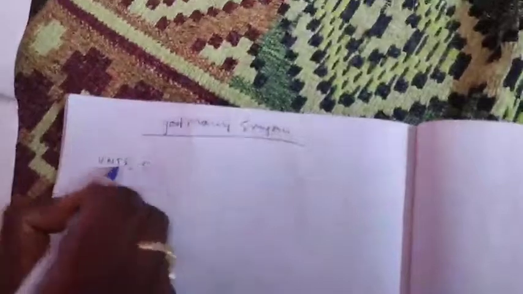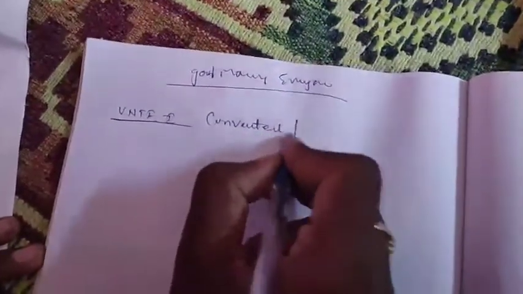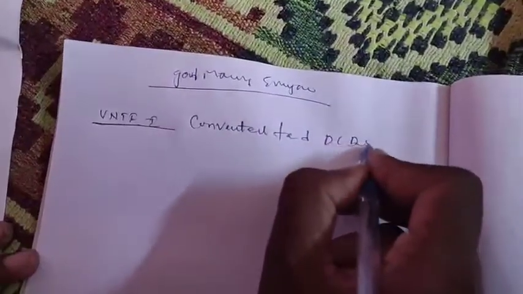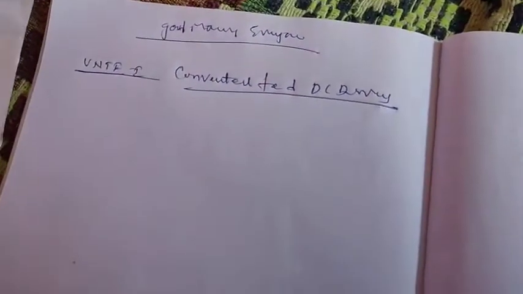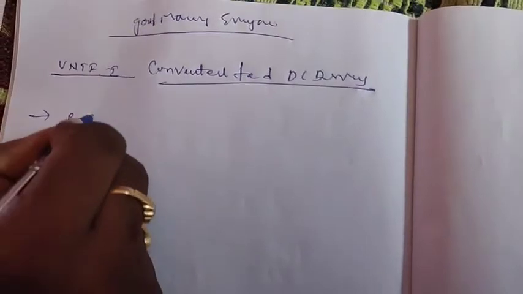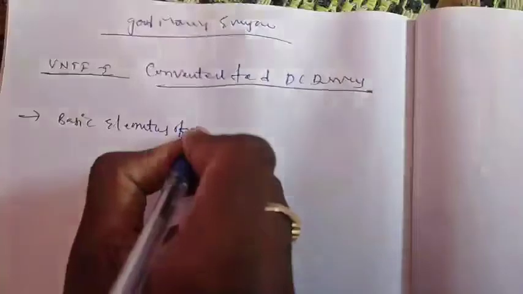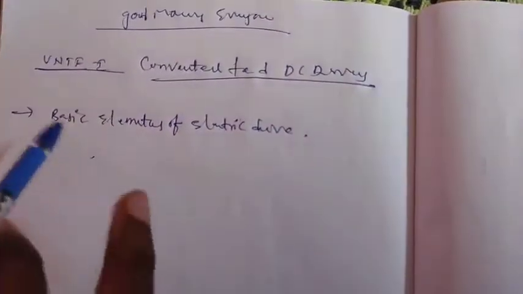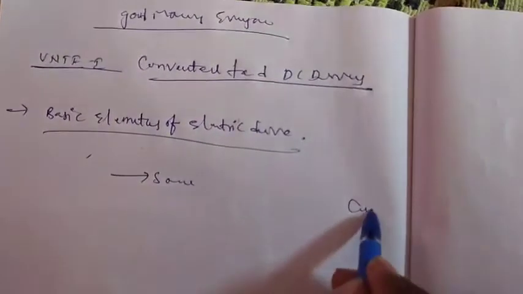So, in Unit 1, that is converter fed DC drives. Under that, we have discussed the topic basic elements of electric drive. In this, we have studied one source and load.